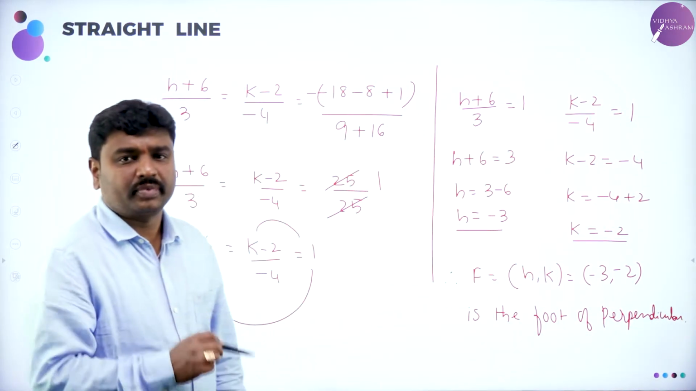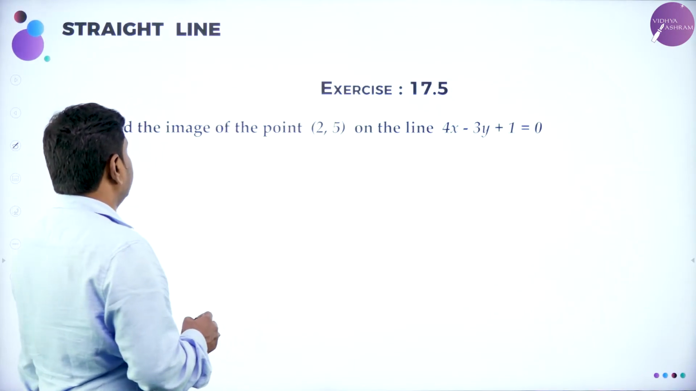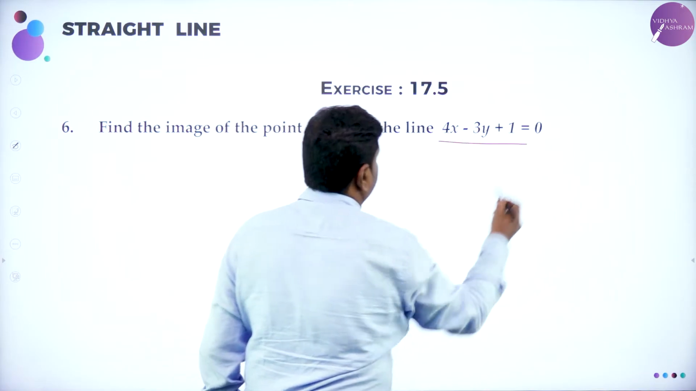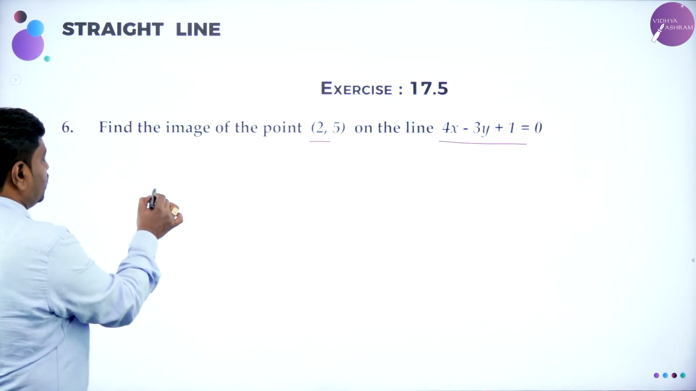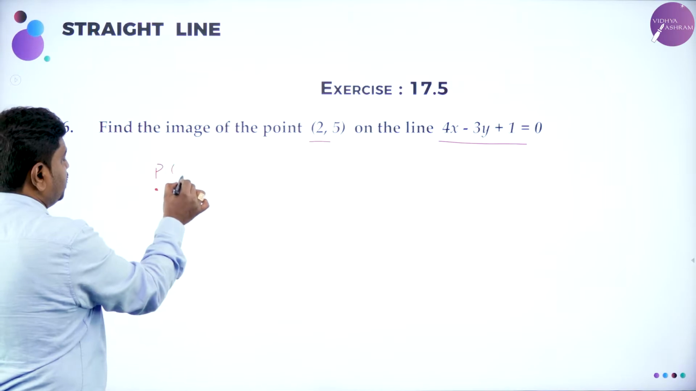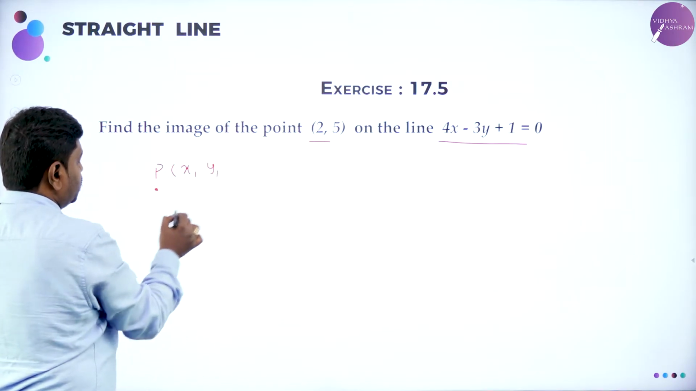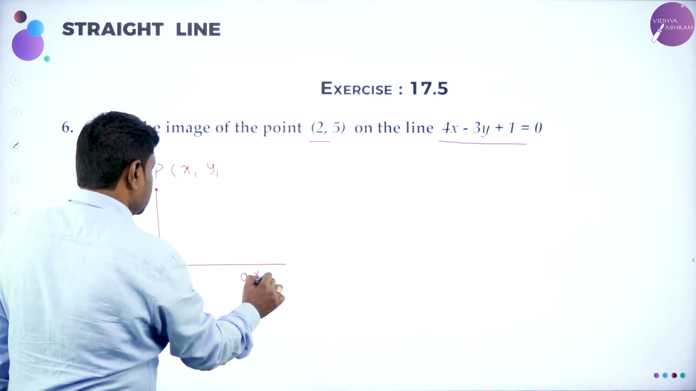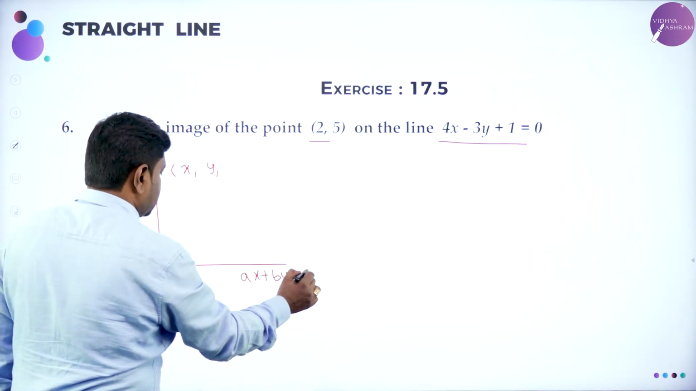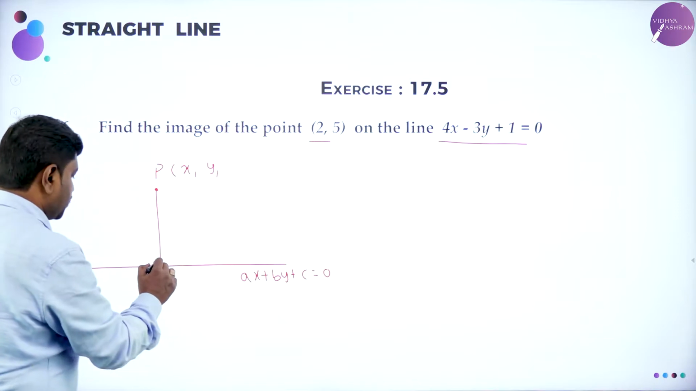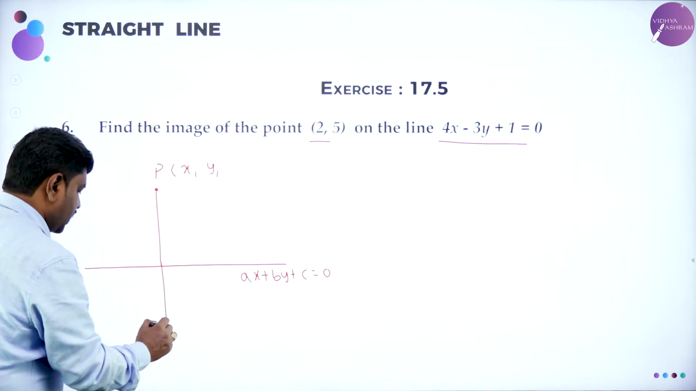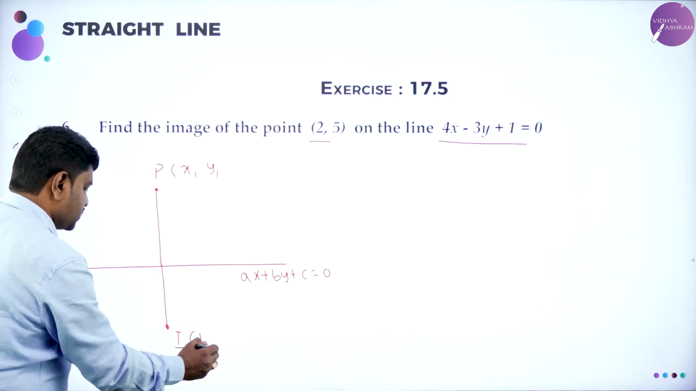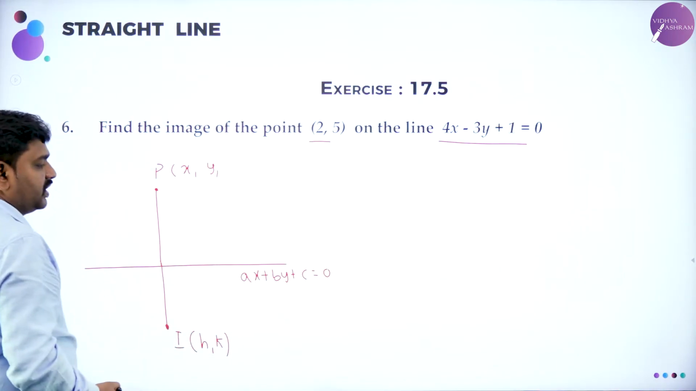Now we got the foot of perpendicular. Find the image of the point. So the image of a point with respect to the line. Dear students, they have given a point, the point we say P of x1, y1, and they have given a line. The line is called as ax plus by plus c equal to 0. And with respect to this line, the line acts as a mirror. The image I is another point. We say the image as h comma k. Now we need to find the image.